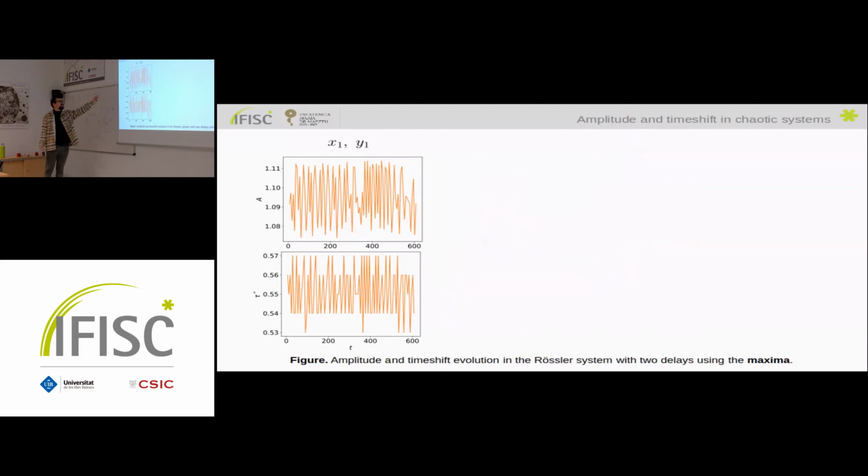So if we do that for the Rössler system with two delays, and we use the maxima of the first variable, we obtain these results. As you can see here, there is some amplification, but the result is not a constant amplification. Sometimes you can get lower values, and sometimes you can get a slightly higher value. So there is some variability in this. And the same happens here for this time shift. It is worth mentioning that for this simulation, the average delay that we are putting is 0.55. So as you can see here, it fluctuates more or less around the average delay.